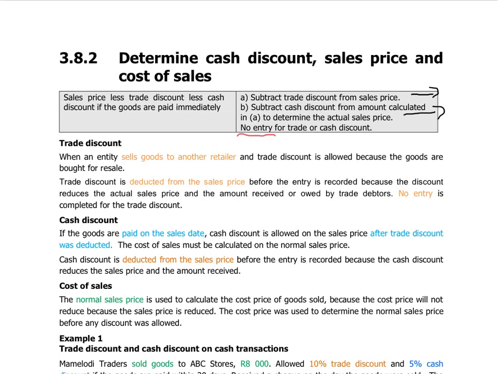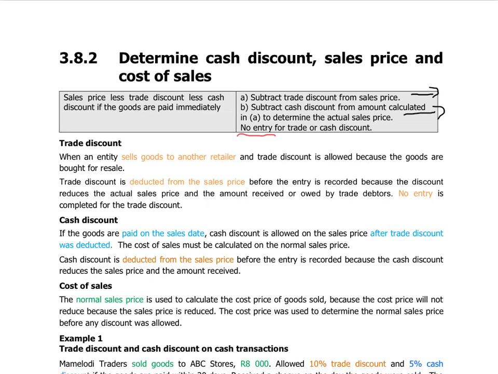You deduct the cash discount and the trade discount from the sales price, and no entry is recorded for the trade or cash discount because the reduced amount is the amount that you will receive as an income in the business.